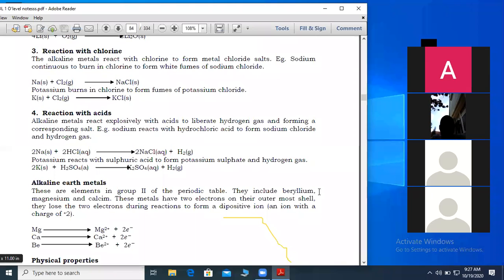Now, these elements include beryllium, magnesium, and calcium. These are the elements in group 2, and their chemical family is called alkaline earth metals. These metals have 2 electrons in the outermost shell. They lose 2 electrons during the reaction to form a dipositive ion. Remember, di means 2. So when I say dipositive ion, it means to form 2 positive charges.